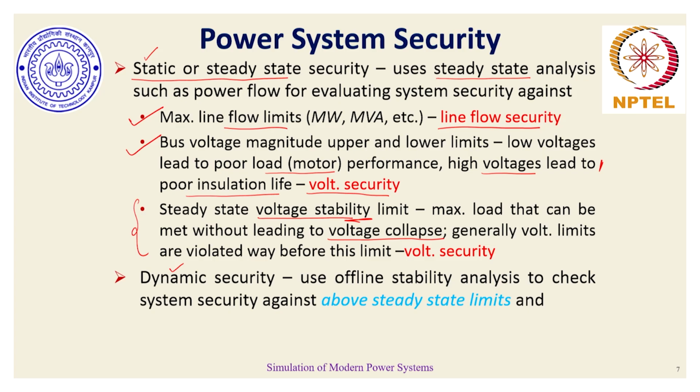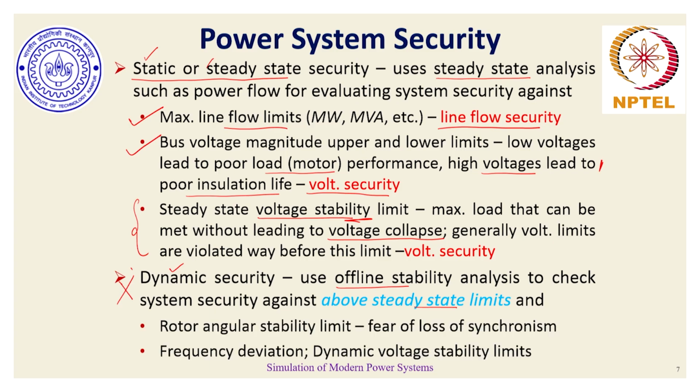So dynamic security, I'll just explain that, enumerate that, but we will not be discussing it as part of this particular course. Dynamic security is more to do with offline analysis, which checks the static security again in consideration of the steady state limits, while also looking at the time varying stability problems, specifically rotor angle stability limit and the frequency deviation or dynamic voltage stability limits. Again, this aspect will be discussed at length, but not from the perspective of dynamic security. We'll discuss exclusively what rotor angle stability is, what frequency deviation or frequency stability aspects are.